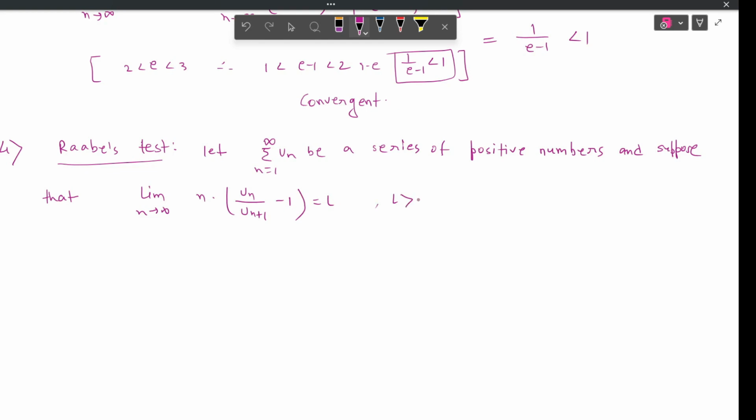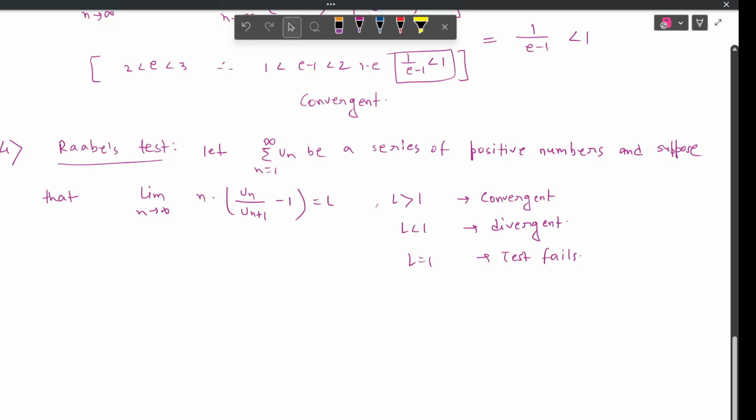Now, if this L is greater than 1, the series will be convergent. If L is less than 1, it will be divergent. If L is equal to 1, the test fails. Now, let us see in which type of problem we can apply Raabe's test.